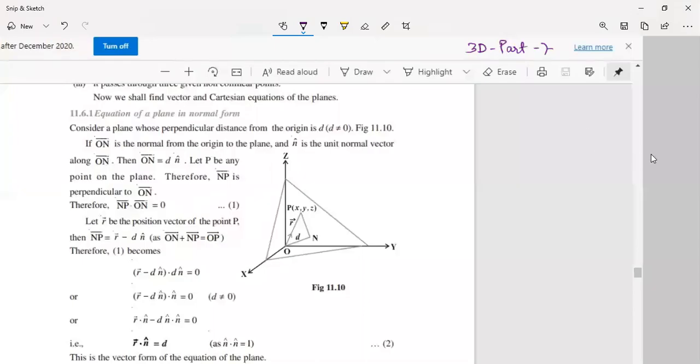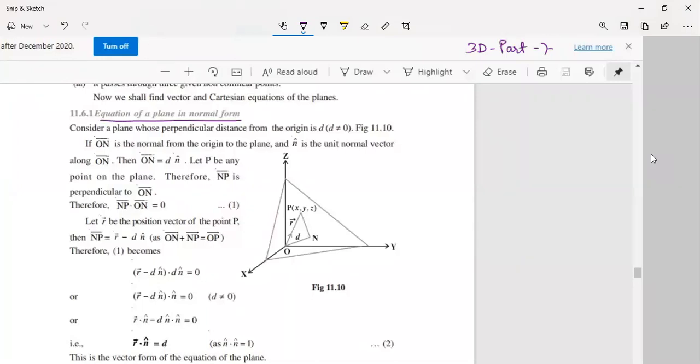So 3D part 7 we have to do. Now we are going to do the equations of a plane in different conditions. The equation of a plane in normal form. You see, in the normal form, the perpendicular distance from the origin is this.